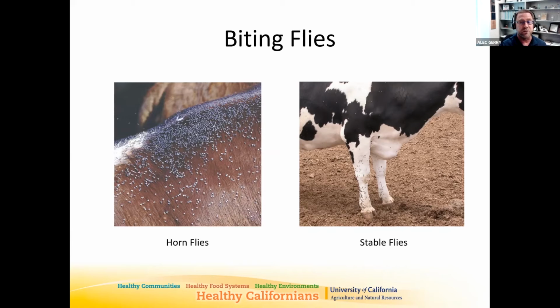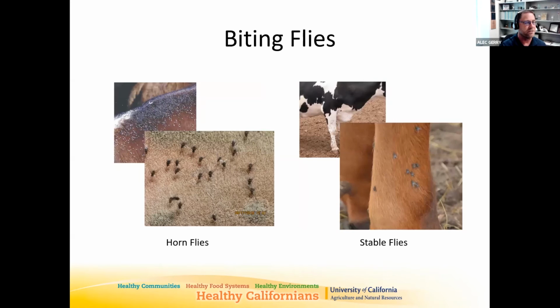And then stable flies don't remain on the animal. So after they bite and take blood, they'll leave the animal and go rest in the environment. So that's a big difference between the horn flies and stable flies. Horn flies, again on the left there, always position themselves on the animal's body with a head down position. You can see every fly in the picture here on the left is positioned similarly with their head pointed downward, so towards the ground.